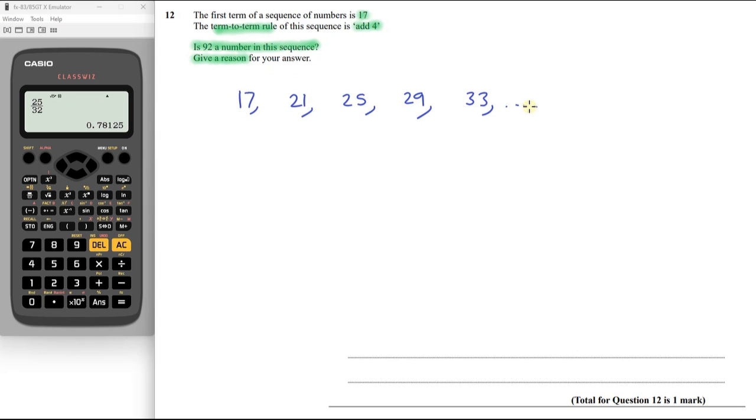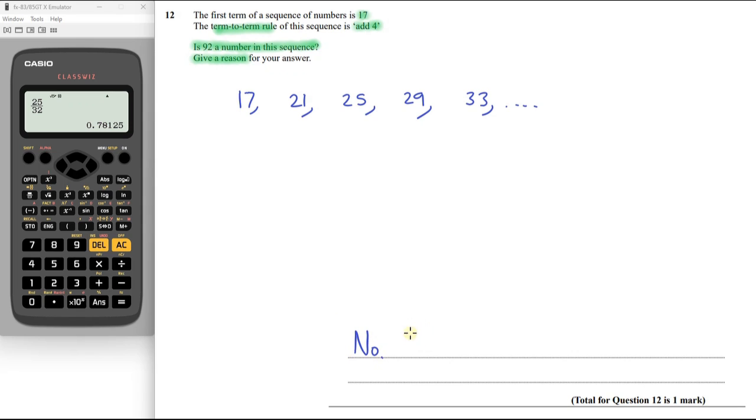So you may have spotted this, I'm not sure, but the key thing here is that we're starting with an odd number and we're adding an even number each time. So that means that we're always going to have odd numbers. So we're starting off with an odd number, and then we've got another odd. Every number is going to be odd because we're adding an even number each time. So 92 is definitely not going to be in the sequence, so we can say no.